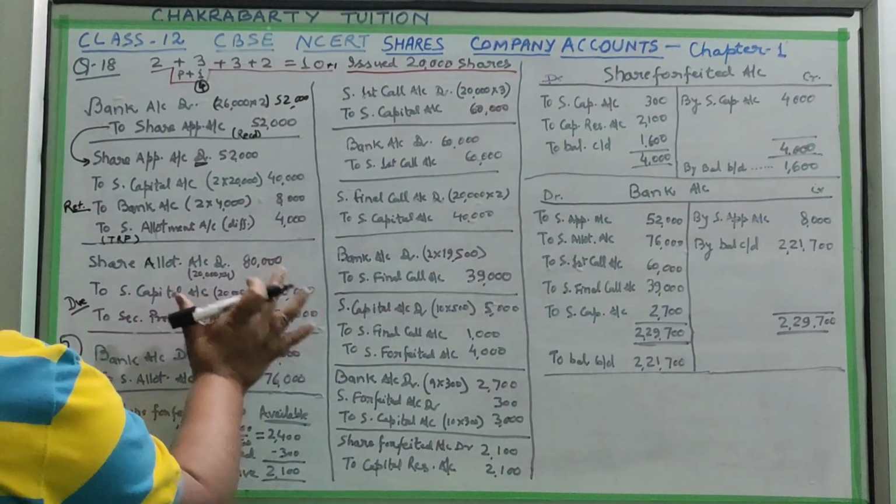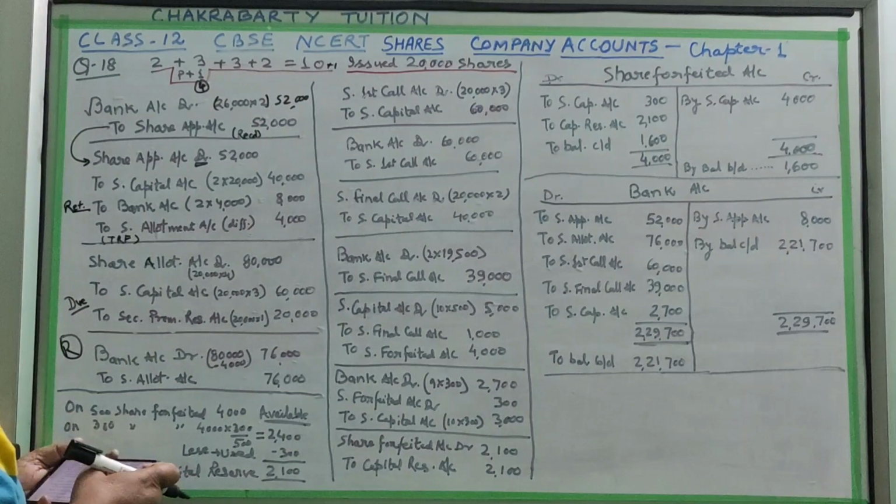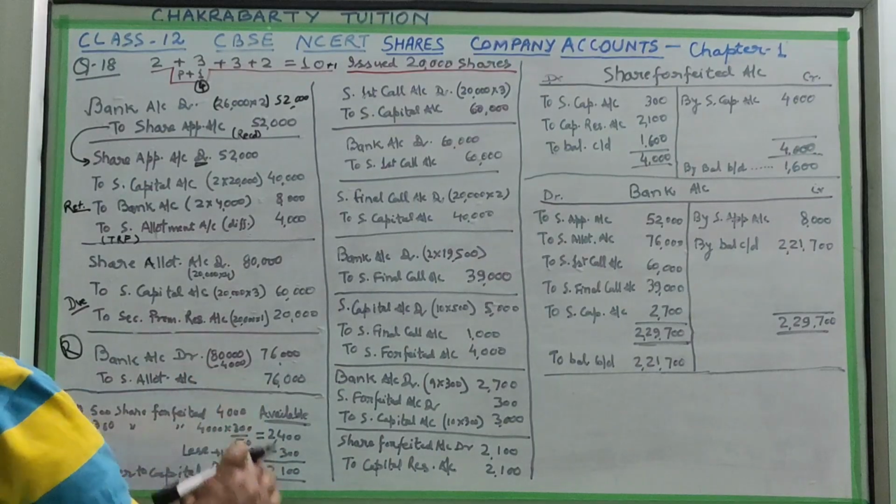Okay, this is the amount due entry. Then they receive the money. What happened in the question? It is given that one person who has 500 shares failed to pay the allotment money.